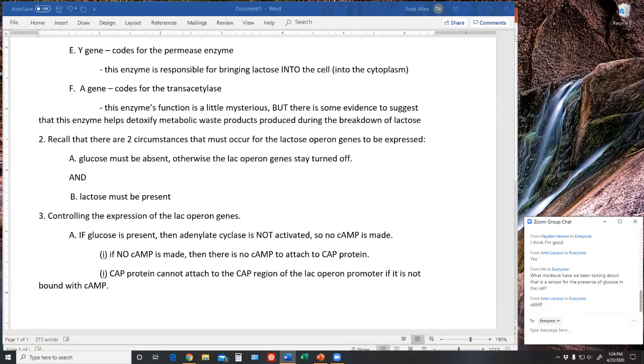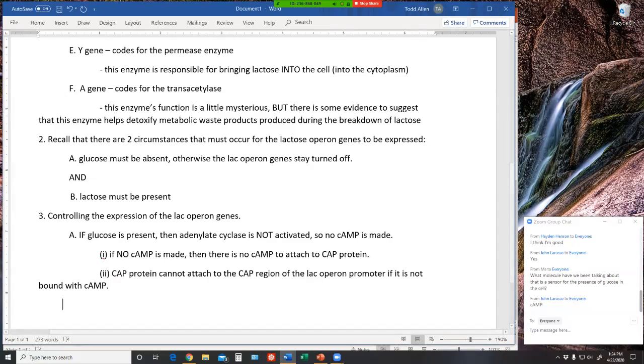Okay, John, very good. Cyclic AMP, that's what I was hoping you would see, right? The cap protein is not the sensor because the cap protein is always made because the cap gene is a constitutive gene. But the substance that gets made is cyclic AMP. The only time cyclic AMP gets made is when adenylate cyclase is active. And the only time adenylate cyclase is active is if glucose is absent. Okay? Because if glucose is present, adenylate cyclase is not active, so no cyclic AMP is made. All right? So it is the presence or absence of cyclic AMP that tells the cell what it should be doing in terms of catabolite repression.